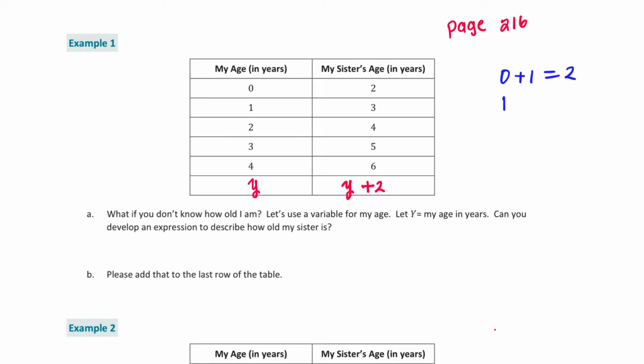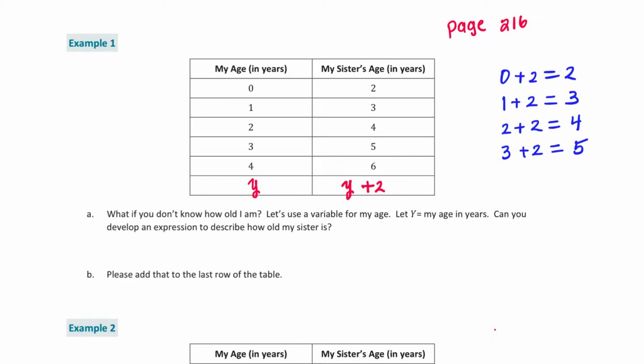And you're going to see how looking at patterns can really help you understand expressions. So when you're 1 year old, and then my sister is 2 years older, she'll be 3. If I am 2 years old, and then my sister is 2 years older, then she'll be 4. I'm going to do one more. If I am 3 years old, and I'm adding the 2 years older, then my sister is going to be 5.